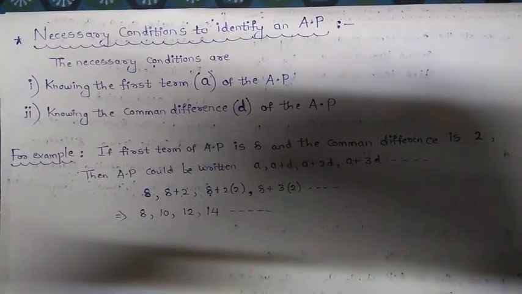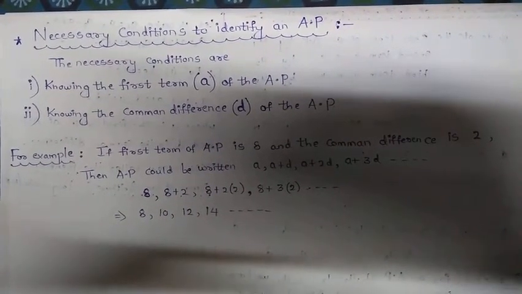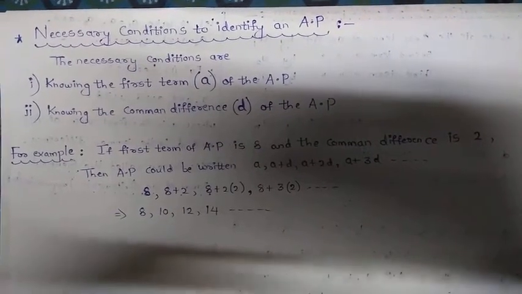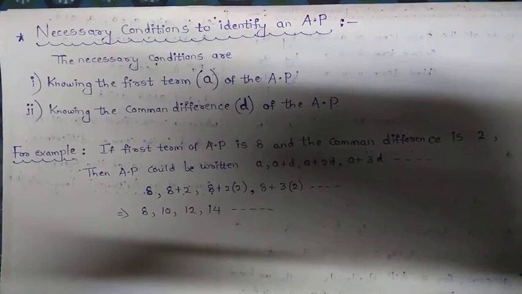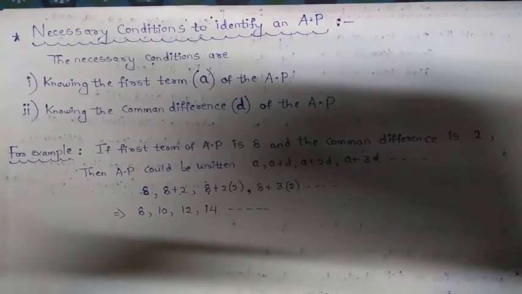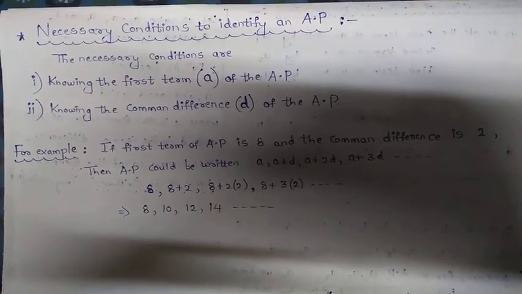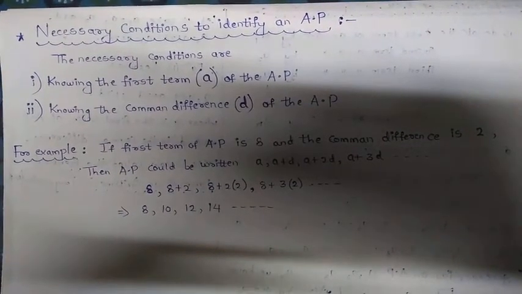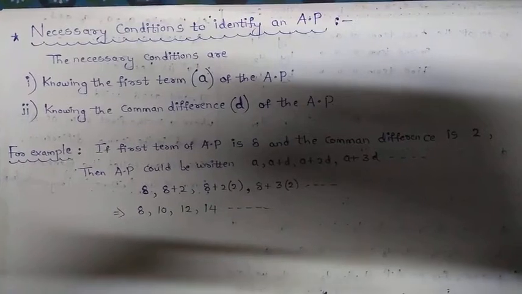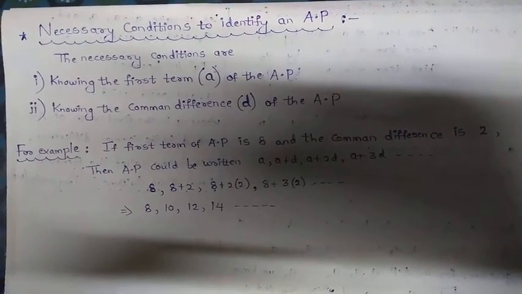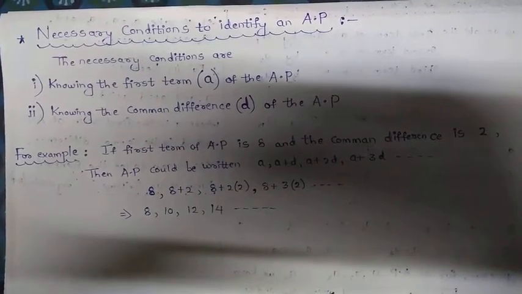And after that, the second one is you have to know what is the common difference of that particular arithmetic progression. So only knowing the first term is not sufficient. You have to also know the common difference of that particular arithmetic progression. Then only you will be able to write the given arithmetic progression or identify whether it is an arithmetic progression or not.